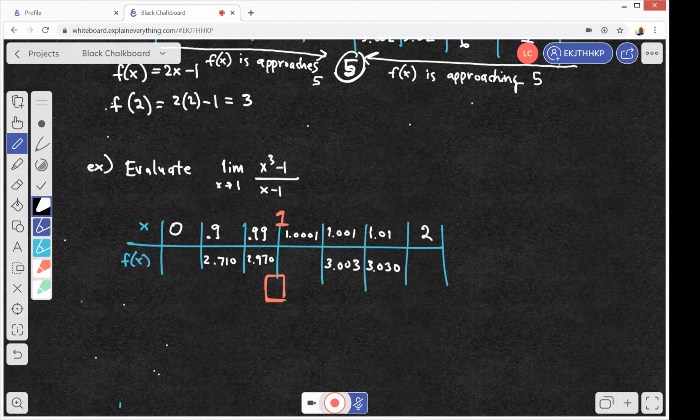So we still got to figure out 0, we still got to figure out 1.0001, and we still got to figure out 2. What happens when x is 2? What are we approaching? So let's share our screen.